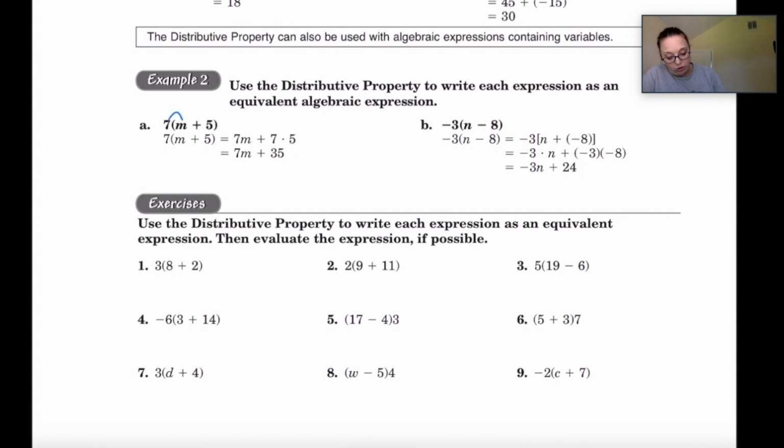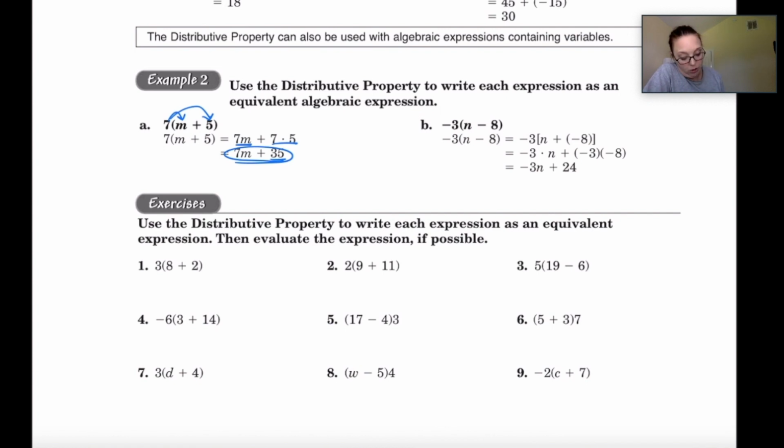So you're distributing, I'm on part A. Here you're going to distribute that 7 over the m and the 5. So 7 times m is the same as 7m. 7 times 5, we end up with 35. So our final answer here we end up with is 7m plus 35.